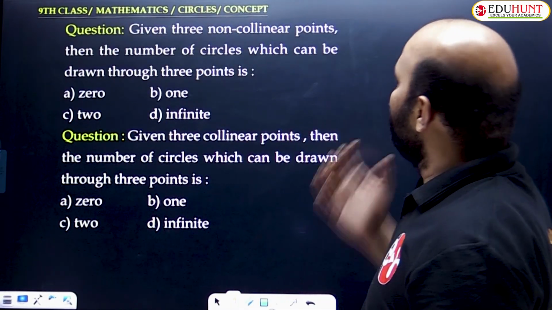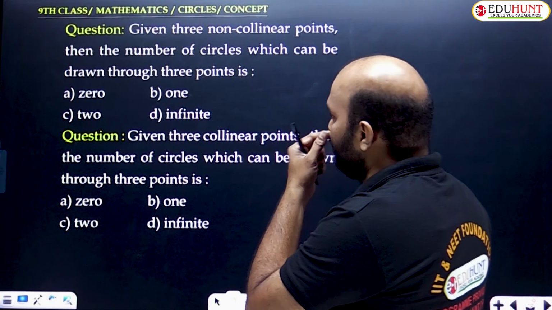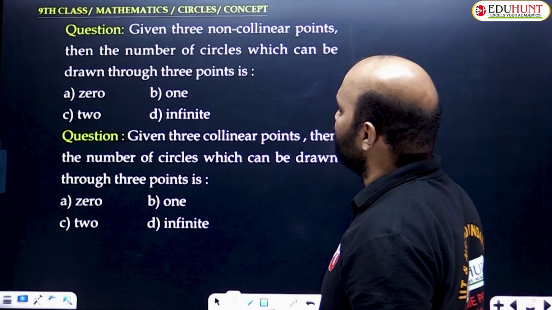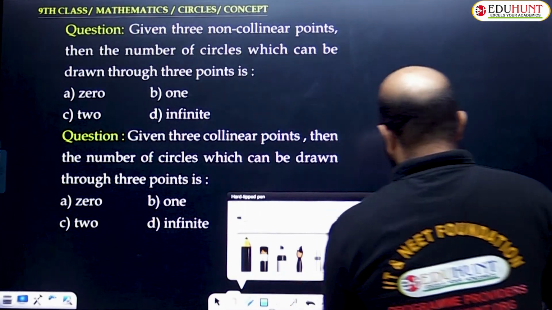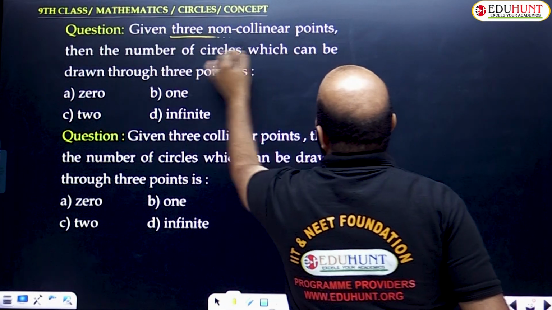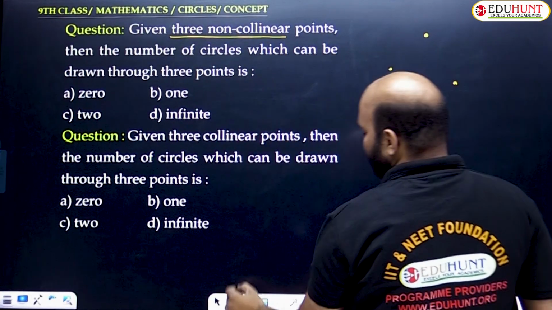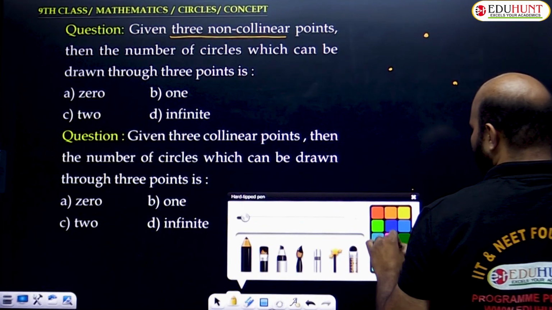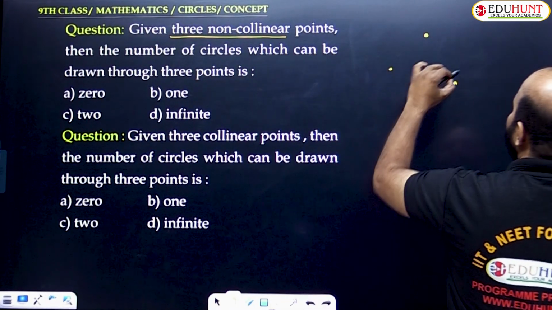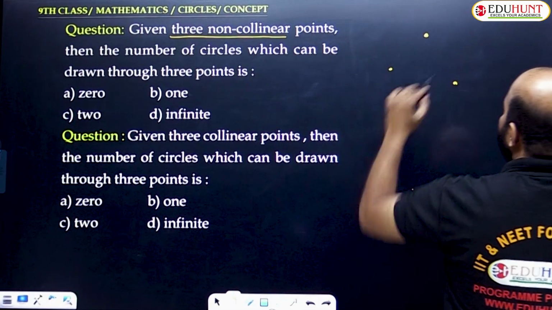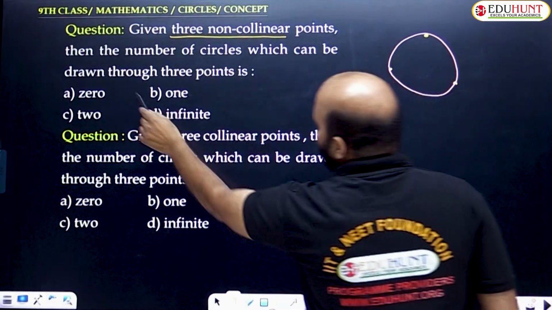Now the question: given 3 non-collinear points, the number of circles which can be drawn through the 3 points is option A 0, option B 1, option C 2, option D infinite. Here 3 non-collinear points are given, just like that. We already covered that note. When 3 non-collinear points are given in a plane, only one circle can be drawn. So option B is the right answer.